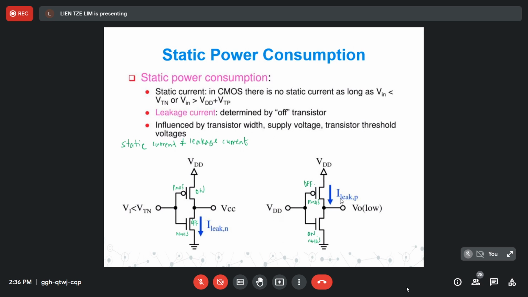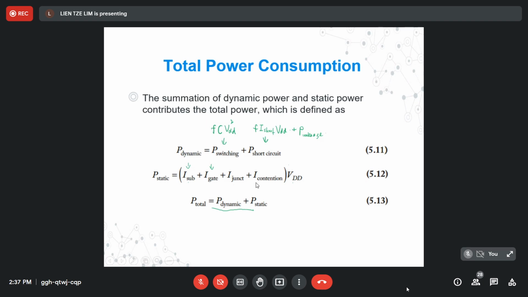So all the leakage currents here, there are 4 different leakage currents. Just now I already stated: the gate leakage current, junction leakage current, and what else? Subthreshold leakage current. And then there is another one: you have to check here the contention current, if you refer to this formula.